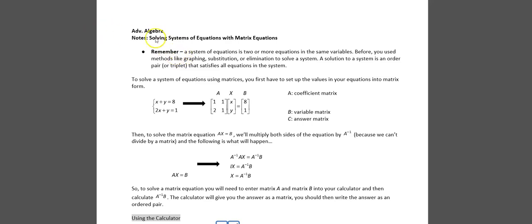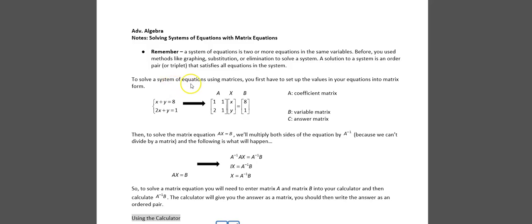Today, in my absence, you're going to watch this video on solving systems of equations with matrix equations. Remember, a system of equations is two or more equations with the same variables. Before, you used methods like graphing, substitution, and elimination to solve these systems. Hopefully, you remember that from your Algebra 1 days. A solution to a system is an ordered pair or triplet that satisfies all equations in the system.